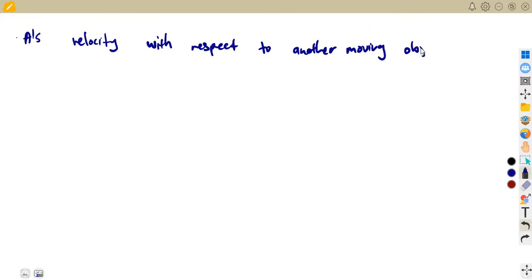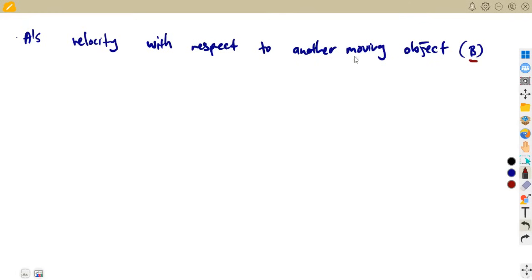Another moving object, which we can just consider as B. So the condition is for us to calculate the relative velocity, because we are considering two objects in this case, A with respect to another moving object, which is B. So we are simply saying the velocity of object A is taken relative to the velocity of B.